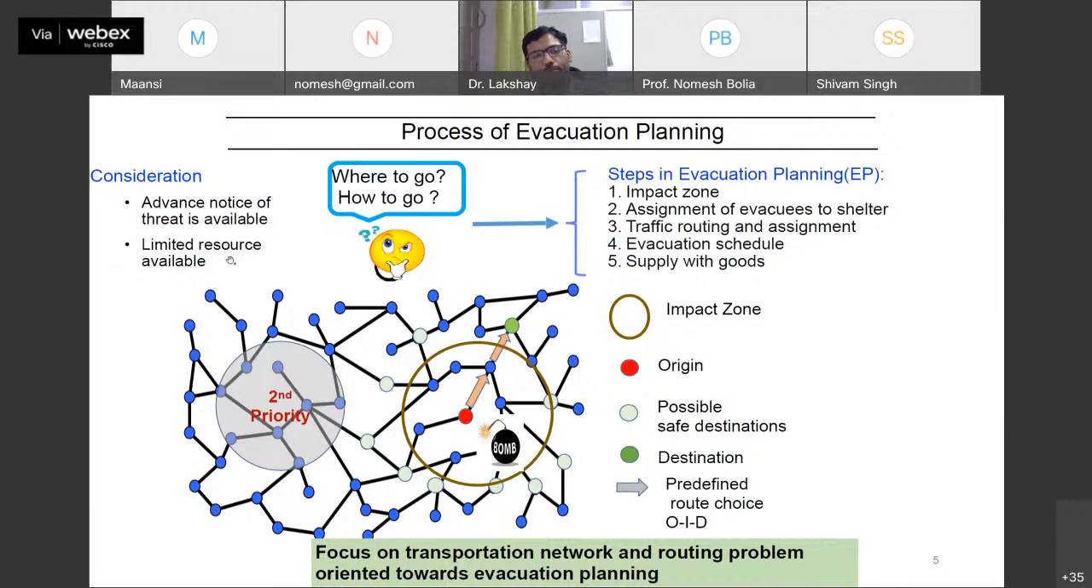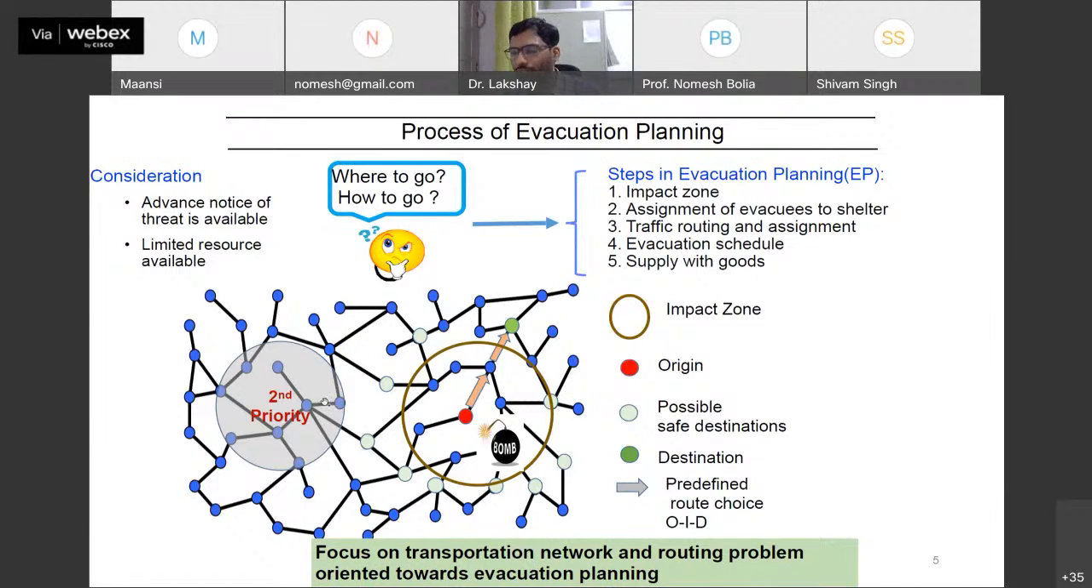And one more assumption I'm making in such a model is that the resources are limited in number. If we have an abundance of resources, you can easily find the schedule: you assign all the buses to all the paths and they will take them. But in such a regional evacuation, resources are always less. You might have seen in the news that in Ukraine, when Indians were trying to go on the trains, they were not allowed because there were limited resources and they wanted to make sure their own citizens reached safety first.